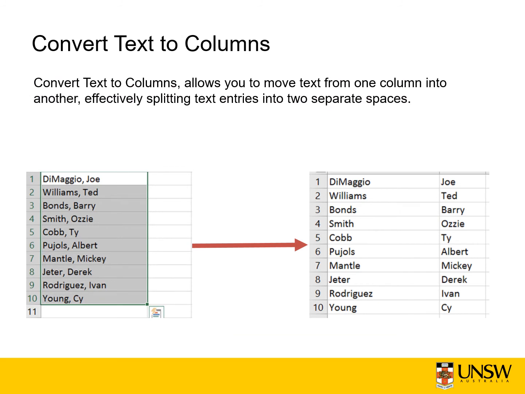Excel provides a feature called Text to Columns that allows you to split the content of a cell into different cells. For example, you can separate first names and last names that are typed in one cell into 2 different cells.